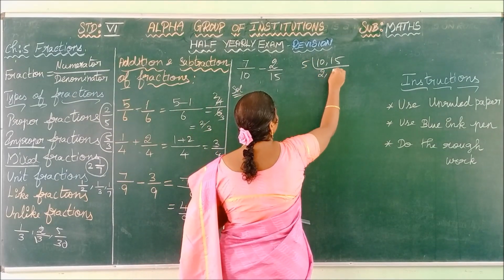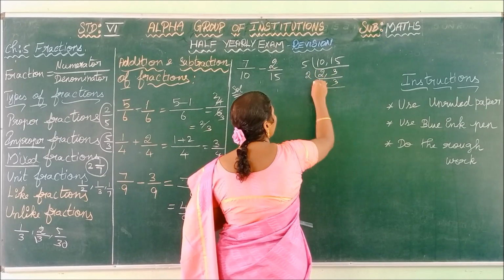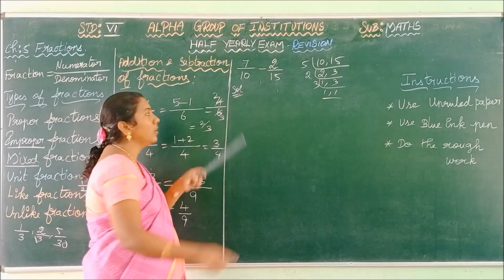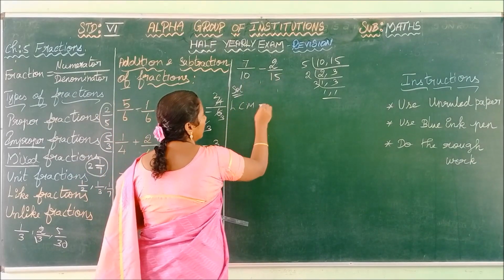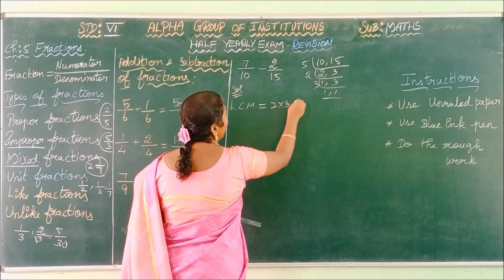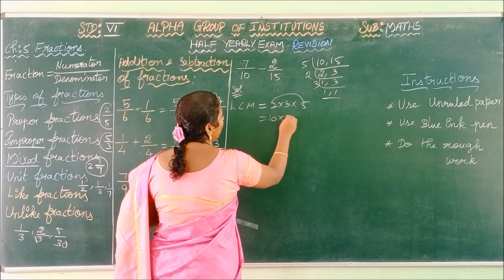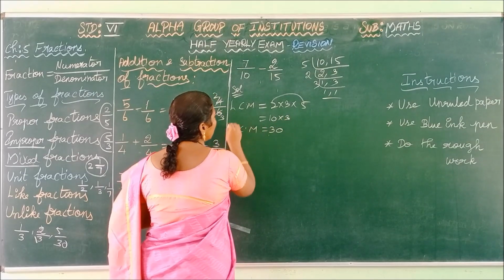So 2 times, 3 times. Since they are prime numbers, 1 times 3, again 3, 1. Thus we have factorized the given denominators. So the LCM of 10 and 15 is 2 into 3 into 5. 5 2s are 10, 10 into 3 is 30. So we got the LCM as 30.